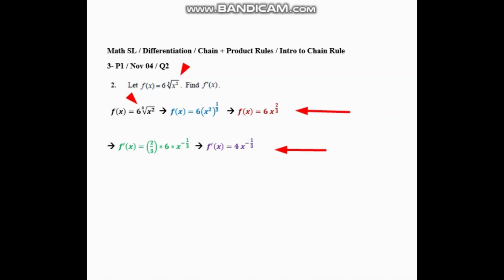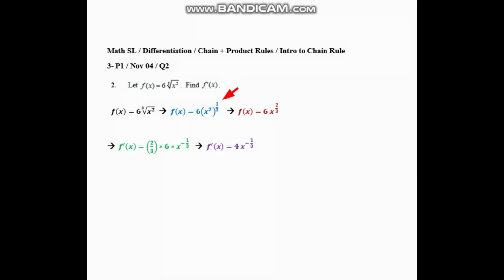Now, 6 times cubic root of x squared. We have mentioned in the previous question, or the one before, excuse me, that the cubic root can be rewritten as something to the power of 1 over 3.